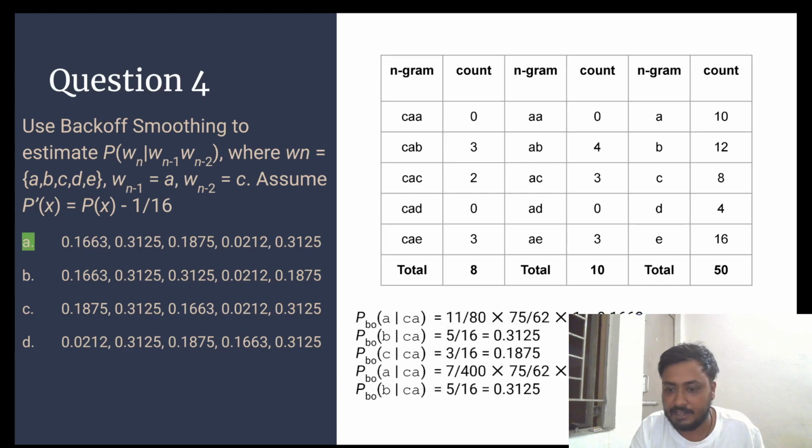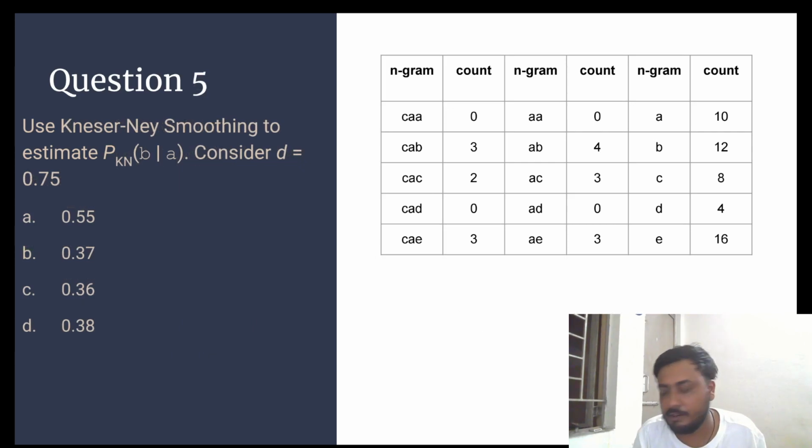Okay. So I think back off is more or less understood. Now we'll go to Kneser-Ney smoothing. So again, it's the same corpus, it's the same data. This time it's not that much complex. You just have to find the Kneser-Ney probability of B given A. Yes, this document will be shared after the end of the discussion. So consider D is 0.75.